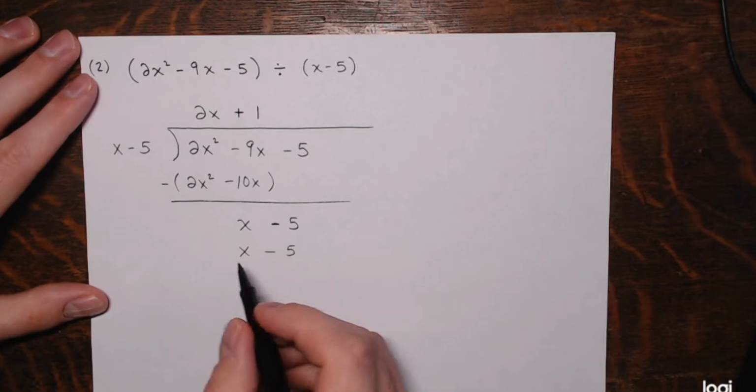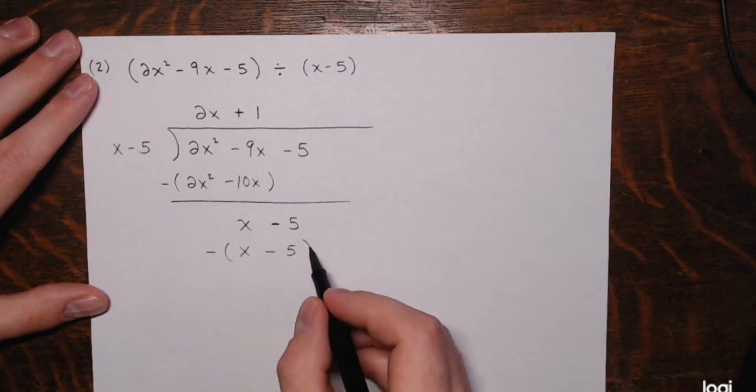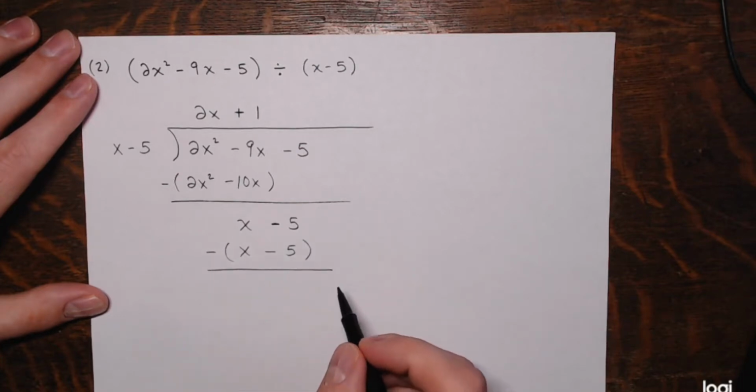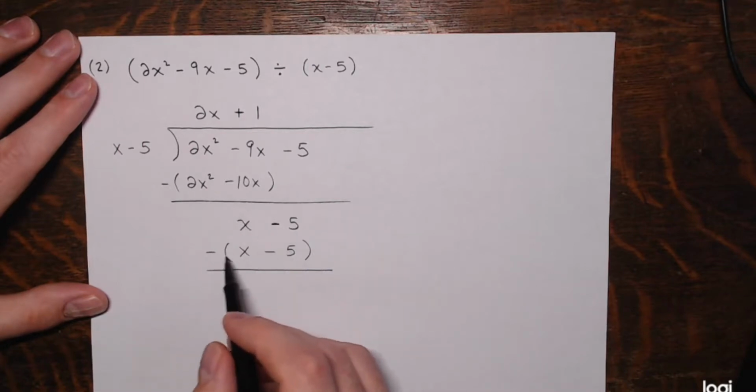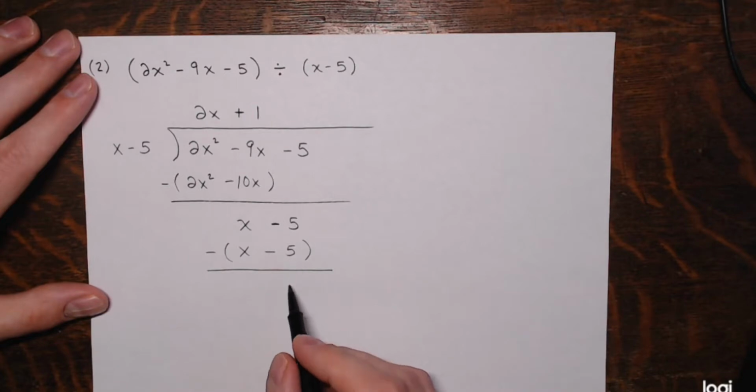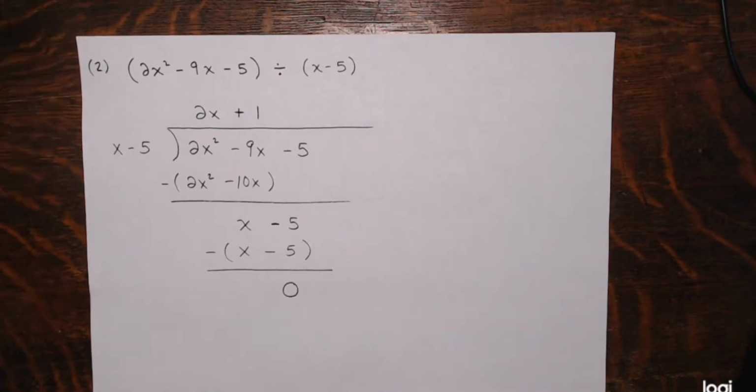And then we subtract that entire line from the line above it. Now x minus x is 0. Negative 5 minus negative 5 would be negative 5 plus 5. That would also be 0. So all I'm left with is 0.